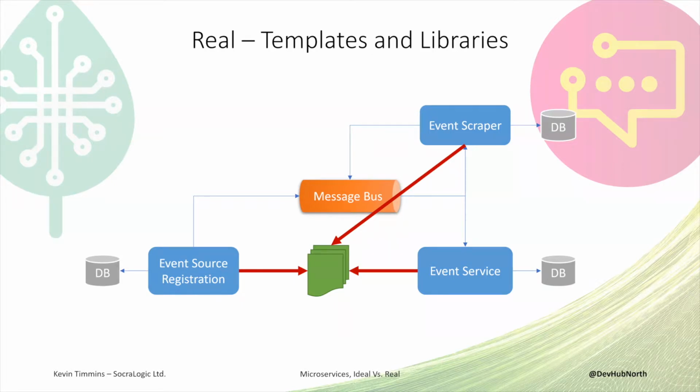You maybe change the version of that library used in the event source registration, but you don't change that version in, say, the event scraper. So suddenly you've got two services which are using two different versions of this library. Now, this represents a real problem, because that library, as time goes by, that difference is going to increase to a point where you're going to make what seems like an innocent change in that library, and suddenly your event scraper is going to fall over.